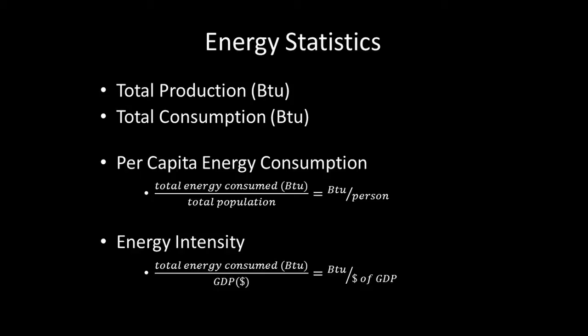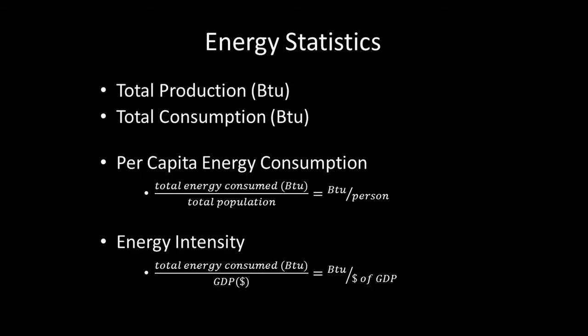Per capita energy consumption takes the total energy consumed by a country or state and divides it by its total population, yielding the statistic BTU per person, which allows us to compare states or countries of different population sizes. Energy intensity works in a similar way. In this case, we take the total energy consumed by the country or state and divide it by the GDP, or gross domestic product, which is a measure of the economic activity in the country or state. It gives us a statistic of BTU consumed per dollar of GDP, allowing us to compare countries or states with different sized economies, and allows us in a rough way to compare the energy efficiency of those economies.